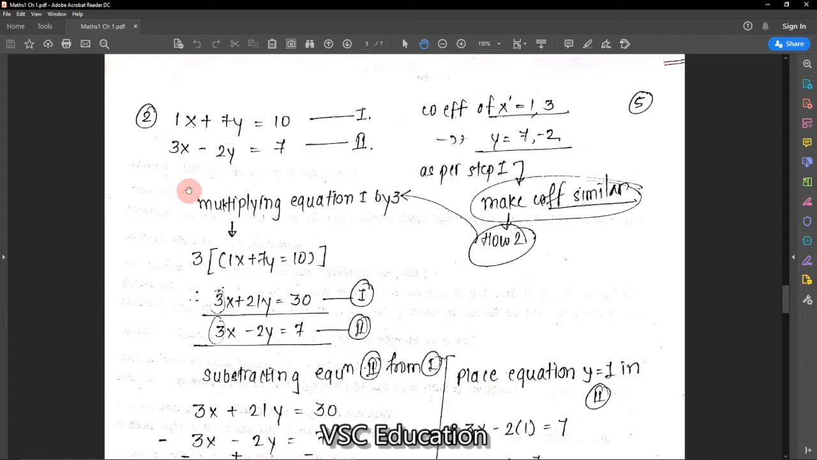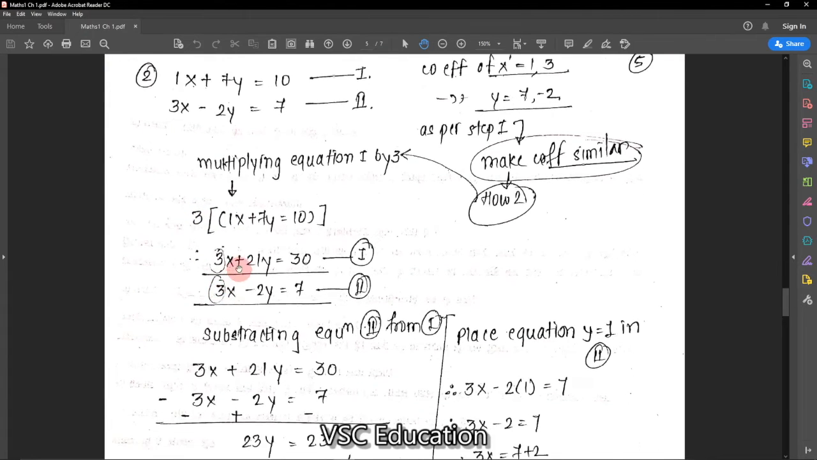So multiply equation 1 by 3. What is your first equation? x plus 7y is equal to 10. Multiply into 3, so it goes 3x.